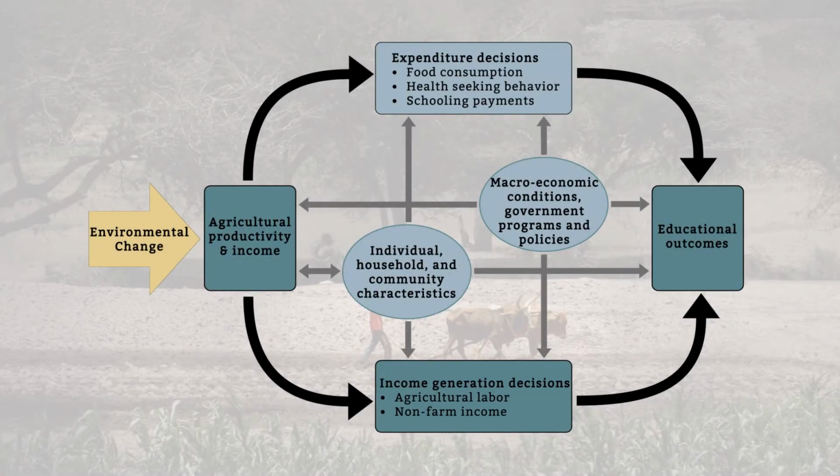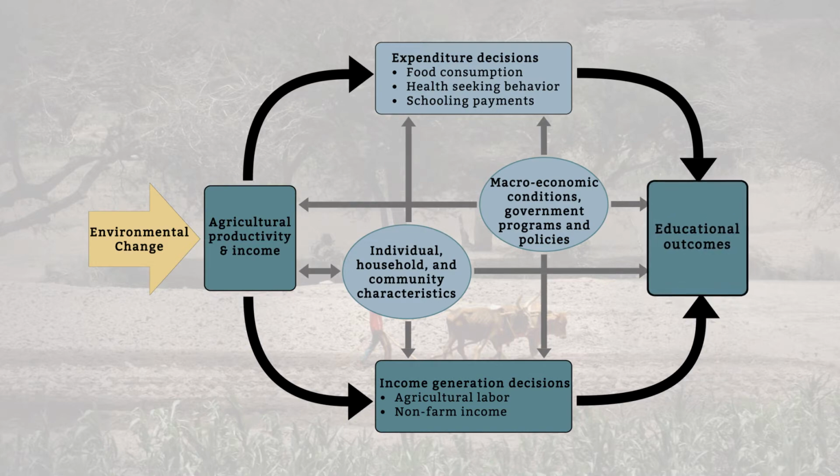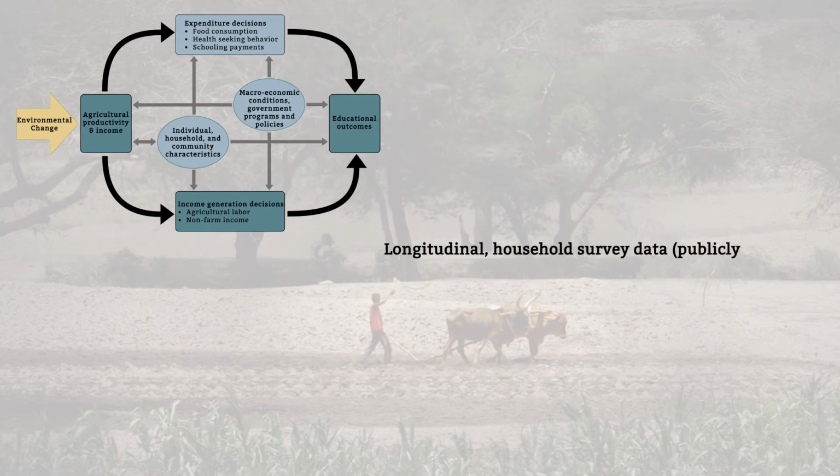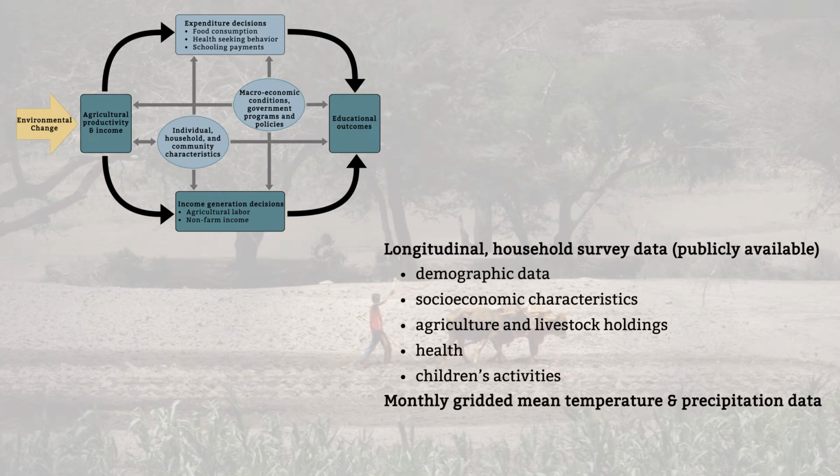Heather and Clark's conceptual model depicted potential relationships between environmental change, agricultural production, and educational attainment for children living in farming households. It helped them to fine-tune their specific research questions and the type of data they needed.